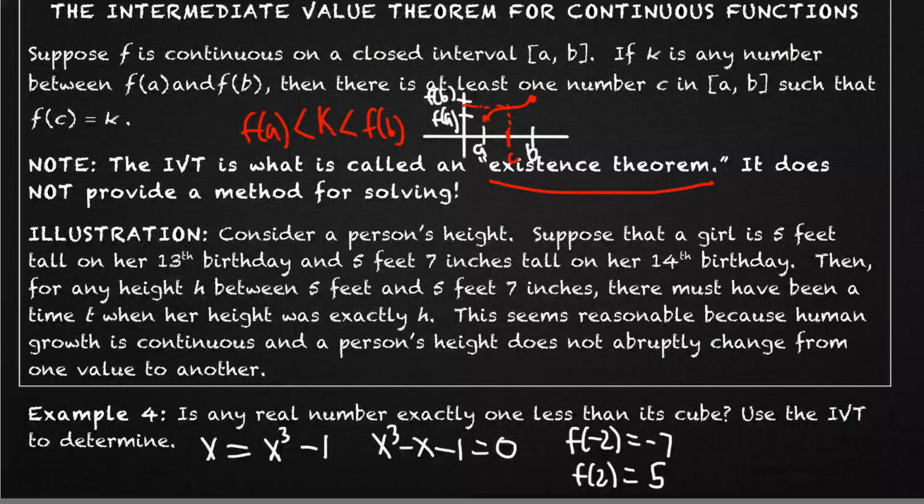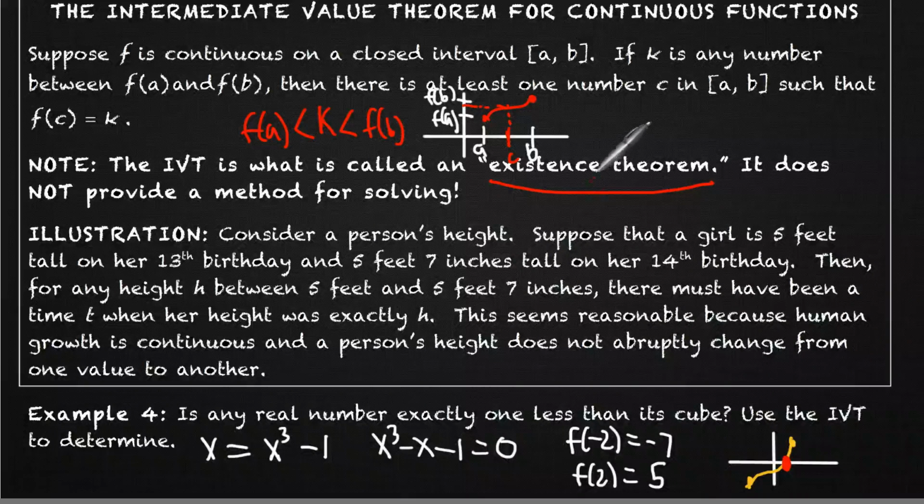Now let's just see what that means on a graph. If I get -7 when I plug in -2, that means I'm down here somewhere. When I plug in 2, I get 5. That means I'm up here somewhere. So that means if this is a continuous function, which it has to be if you're using intermediate value theorem, that means there must be a time when this function hit 0. It can't go from negative numbers to positive numbers without going through 0. So that lets us know that this function has to equal 0 at some point.